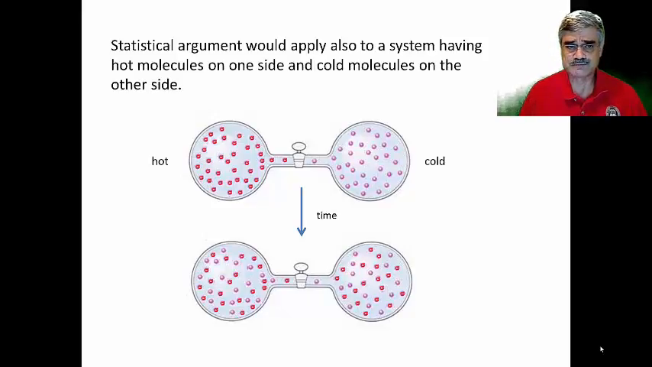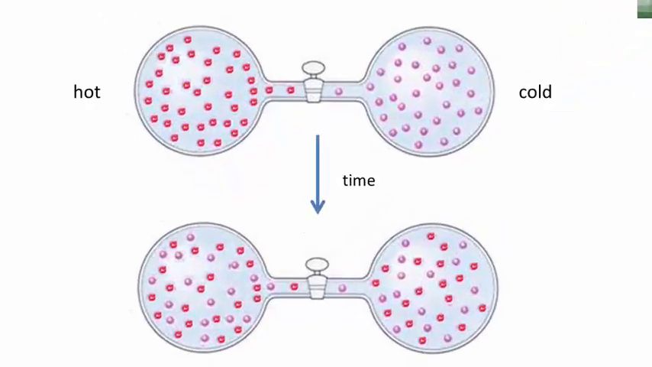It turns out we can understand the flow of thermal energy from a hotter body to a colder body in essentially the same way. Let's consider, again, an apparatus with two sides, left and right, in which we have hotter molecules, in red in this drawing, on the left, and colder molecules on the right. And we have, again, a valve which we can open. Now, what will happen when we open this valve?